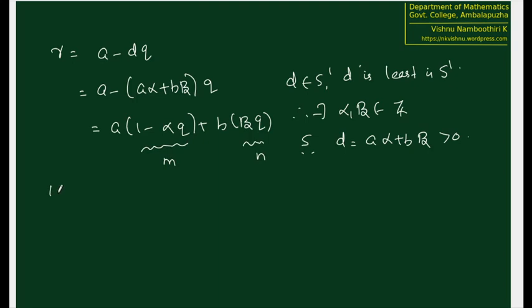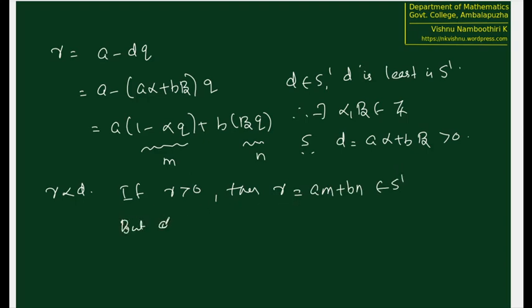One more important thing. R is less than D. If R is greater than 0, what will happen? R greater than 0 means an element less than D that is greater than 0 and is of the form AM plus BN, so R equals AM plus BN greater than 0 belongs to S prime. But D is least in S prime. Therefore, this is not possible. So R cannot be greater than 0.